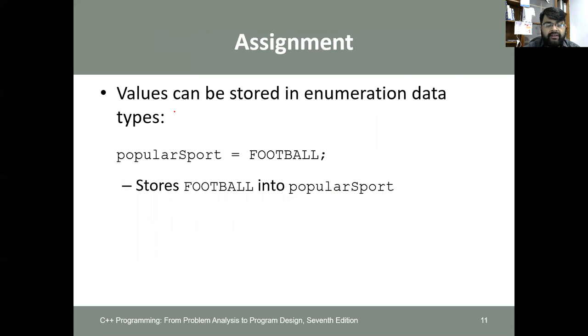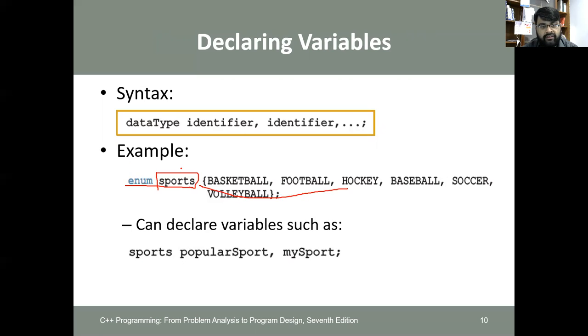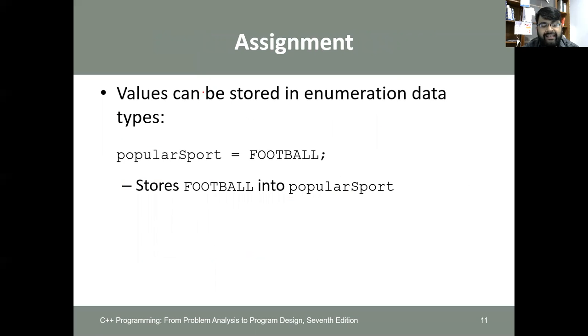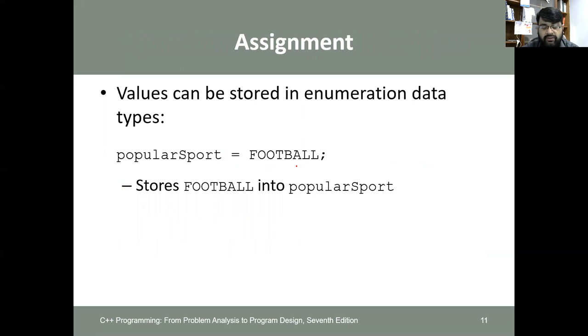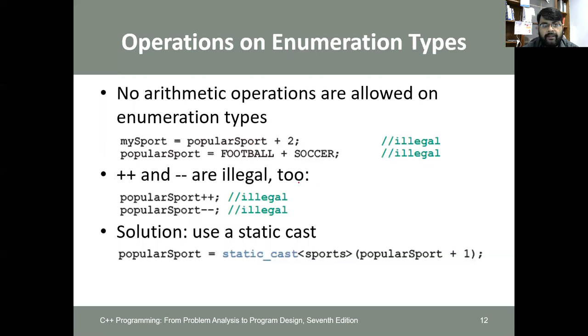So how can values be assigned? Values can be assigned or stored in an enumeration data type by using this. For example, popular sport, that was the one that we declared here, sports popular sport, right? And next we can assign it the value, for example, football. So this one stores football into popular sport. Remember, the only possible values that can be stored in this enumeration type are basketball, football, hockey, baseball, soccer or volleyball, but nothing else. If you try some other value, it won't be stored.